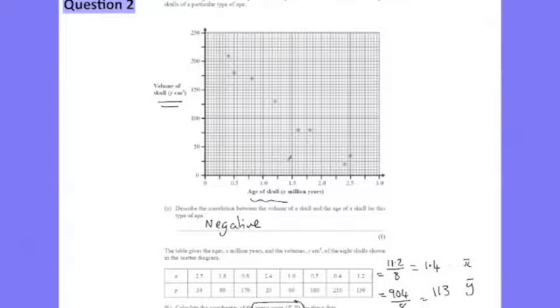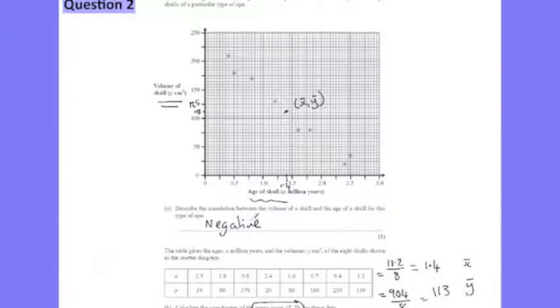We're asked to plot these onto the axes here. 1.4 is at this point here, 1.4, and 113. Here we have 125. Each one of these represents 5. So 113, here we have 105, 110, and a little bit above there for 113. 113 and 1.4 is here, labeling it up as the mean point.